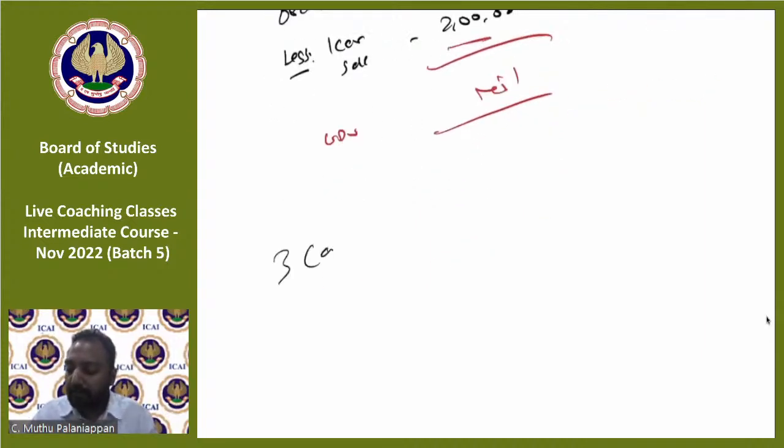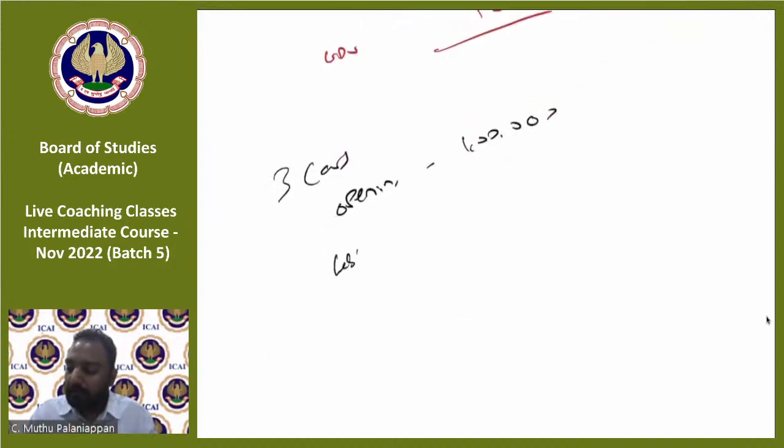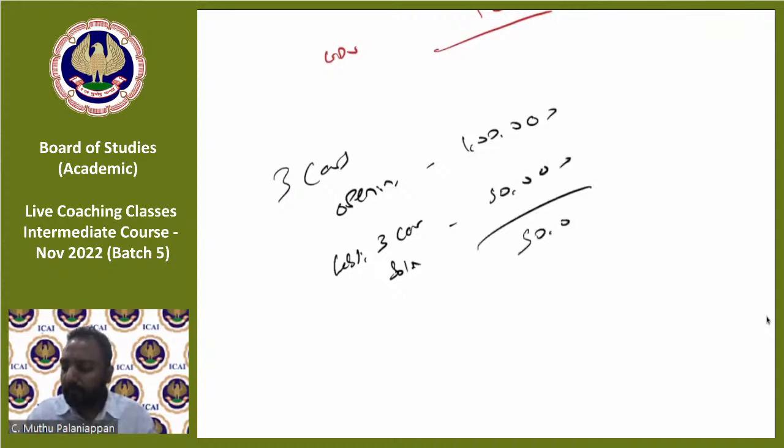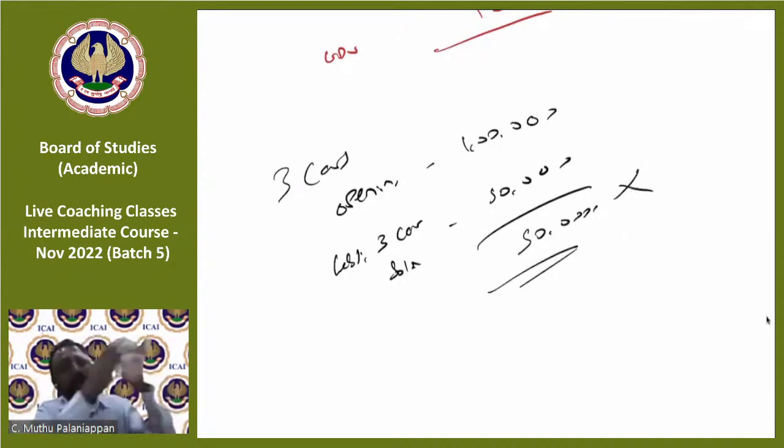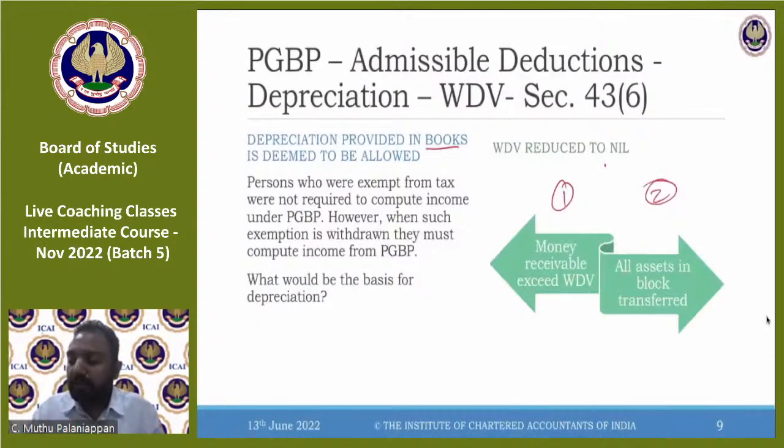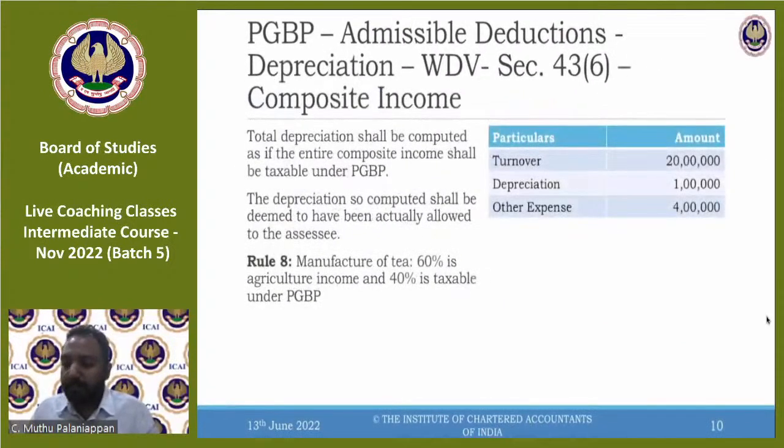I have 3 cars. Opening WDV is how much? 1 lakh. Less, 3 cars are being sold. All the 3 cars are sold for how much? Let's say 50,000. So now this will not be considered as WDV because the entire block of assets ceases to exist. So my WDV will be nil. So in these two circumstances, my WDV will actually be nil. So can we understand the problem now? So it is basically admissible deductions.